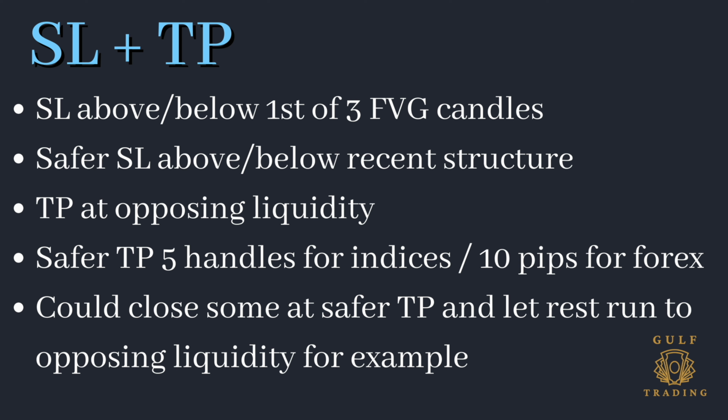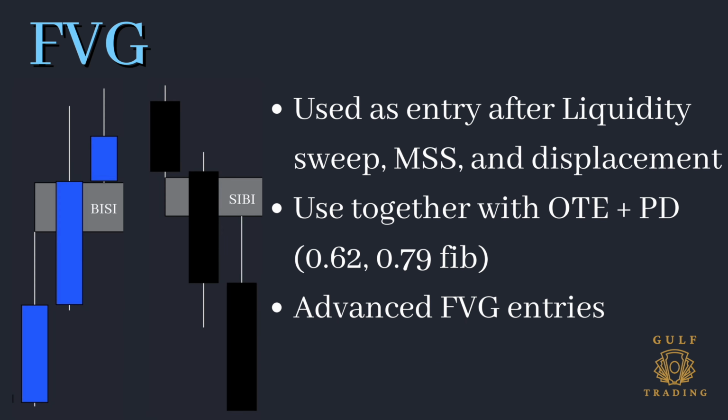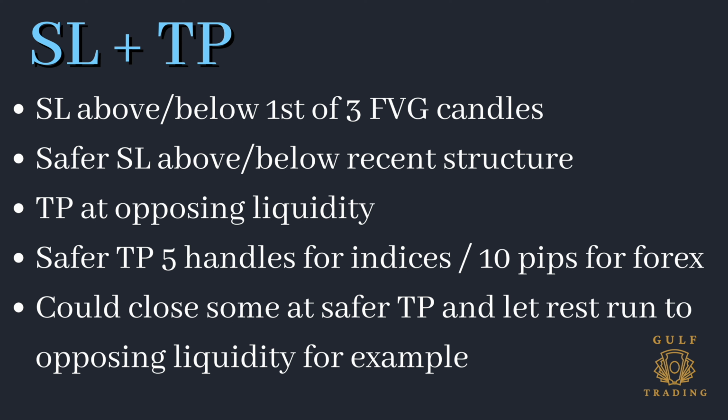So then for your stop loss, you could either place it right above or below the first of the 3 FVG candles. So if you just go back here, you can see, looking at this bearish example, the FVG here, you've got your 3 candles, 1, 2, 3. You can place your stop loss above the high of this candle. That's a potentially safe place to put it, but if you want to be even safer, what I would suggest is put it above or below recent structure. So I'd say do that to start out with. You'll be a bit safer. Yes, your risk rewards might be a bit lower, but you'll get taken out less often and you'll grow in confidence in the strategy.